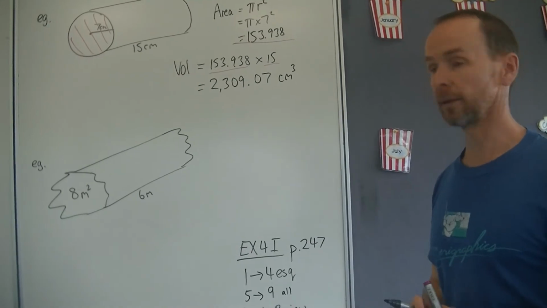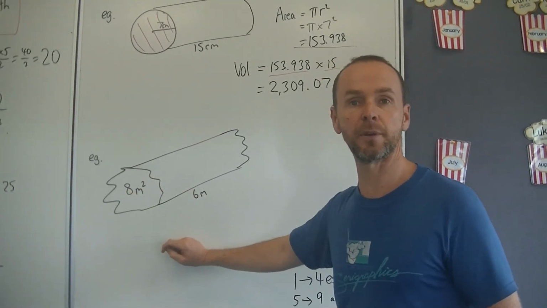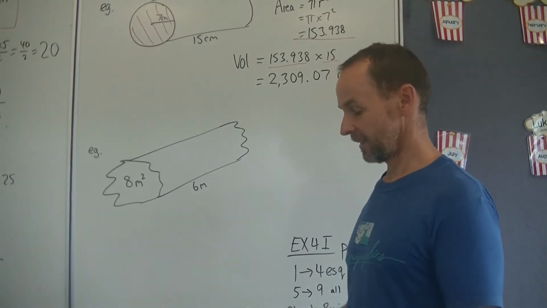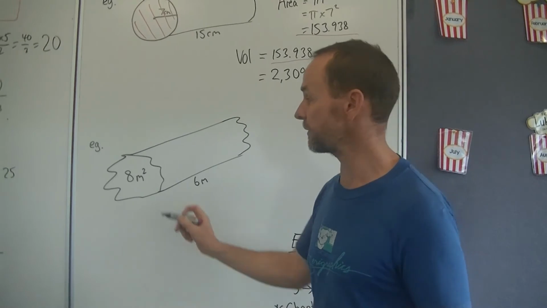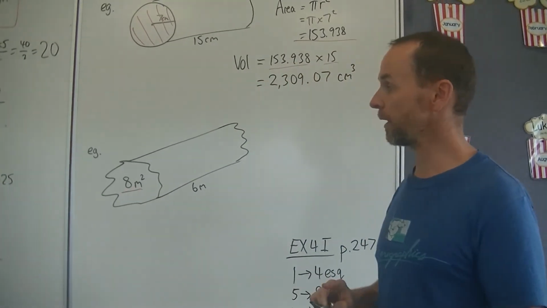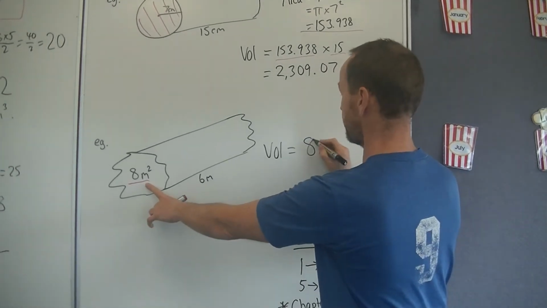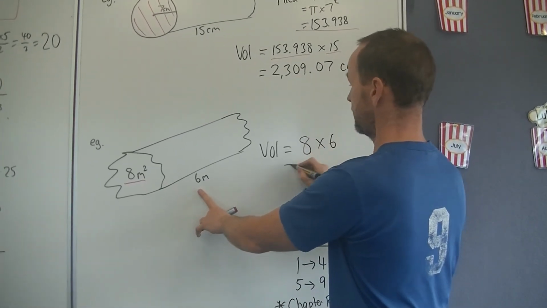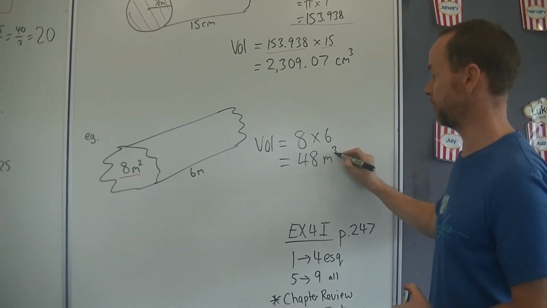And look at the last one. What kind of prism is that, everyone? You're correct, it is an irregular prism. There's the bell. So remember, we can't work out that area very accurately, but luckily for us, it's actually given there. So the area is 8. So the volume is the cross-sectional area, which is 8, times the length. 6 eights are 48. And the units are metres cubed.